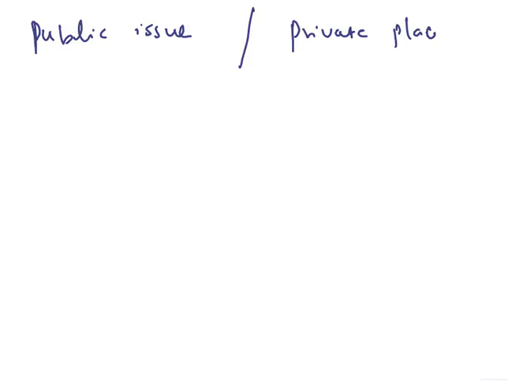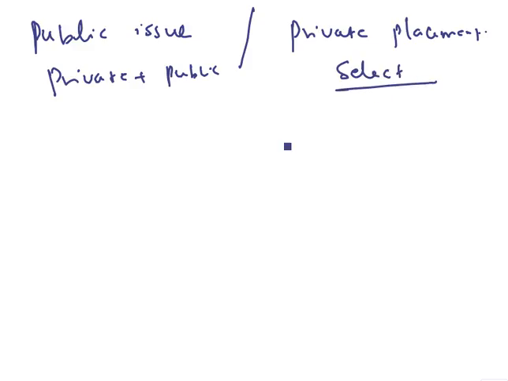Now let's see the difference between the public issue and something called private placement or preferential issue. We already know, when the issue is made not only to a selected set of people, which is called private, but also to the public, then it is a public issue. But if the issue is made only to a selected set of people, that is called a preferential issue or private placement. That is the difference.